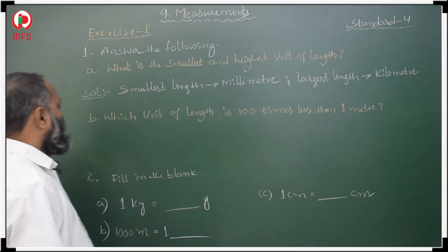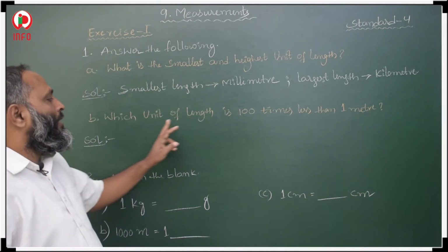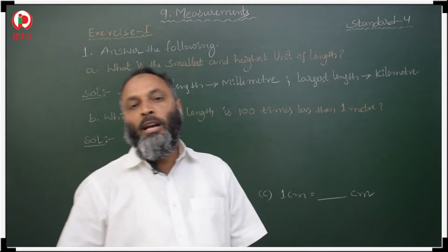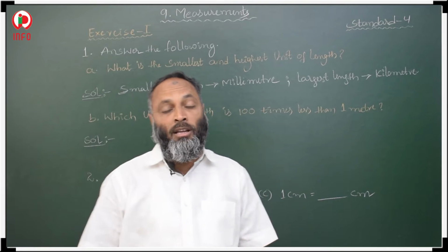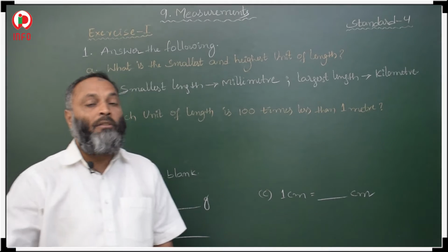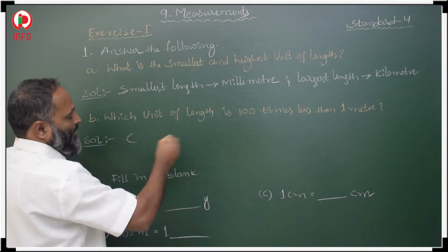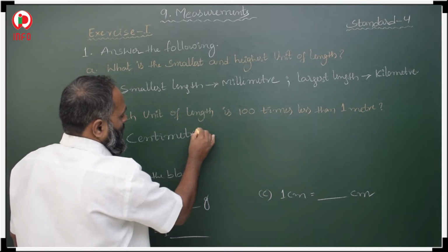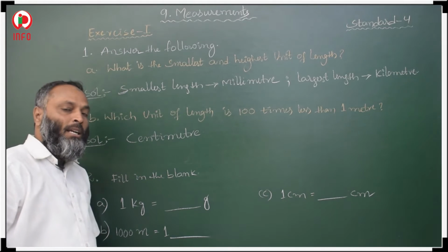Okay. Now here the second question, which unit of length is 100 times less than 1 meter? 100 times less than means centimeter. 1/100th part of a meter is a centimeter. So 100 times less means centimeter. Centimeter is 100 times less than a meter.